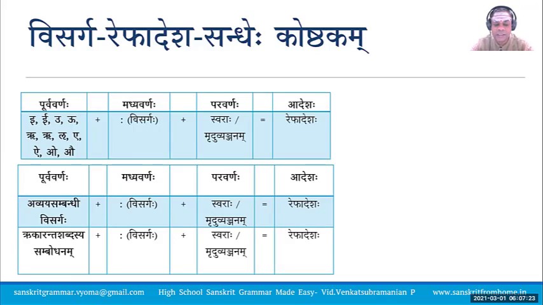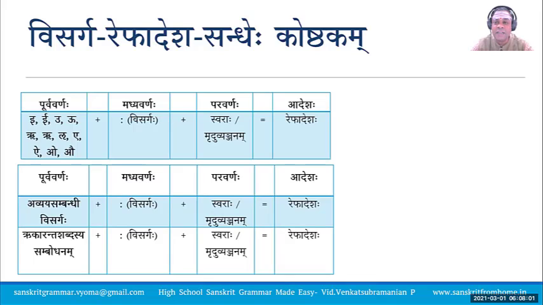The second case is a rare case, in the sense it's a special case. If you have an avyaya on the left hand side, the Purva Varna should be an avyaya, and it should have a Visarga at the end of the avyaya. What is an avyaya? I will be telling in a minute. If you have an avyaya sambandhi Visarga and then you have swara or Mridu Vyanjanam on the right hand side, you get Rephaadesha.